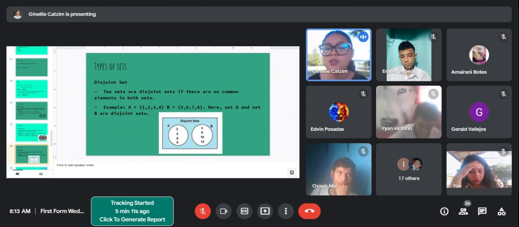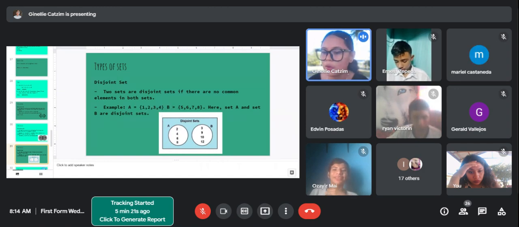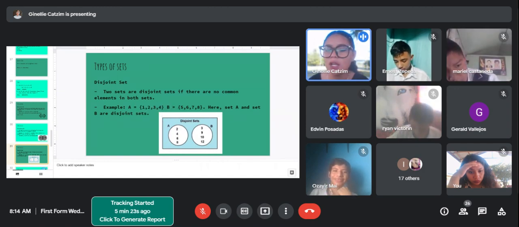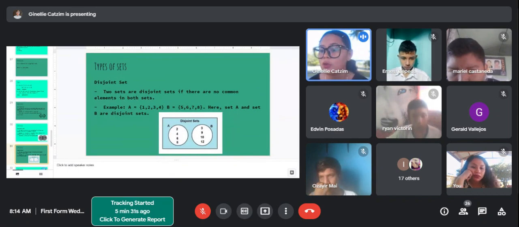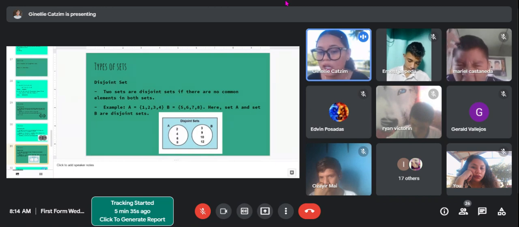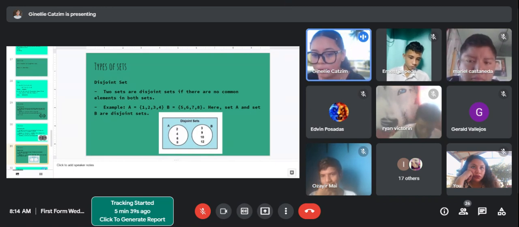So we have an example. Set A is 1, 2, 3, and 4, and set B equals 5, 6, 7, 8. We have no common element there, right? There is no element in set A that is also present in set B. So we see those are disjoint sets, and this is how it is represented in the circle forms. They are not overlapping, they are separated from each other.